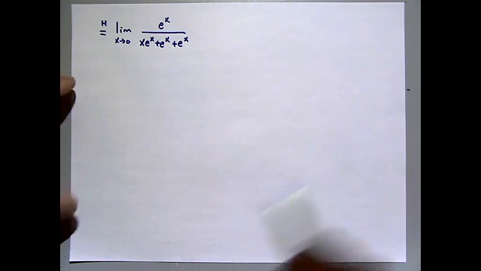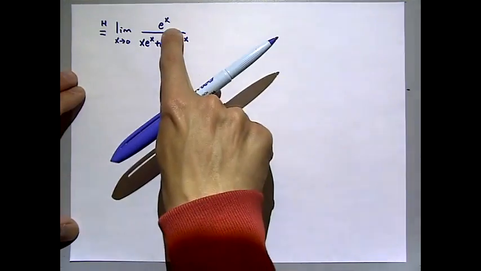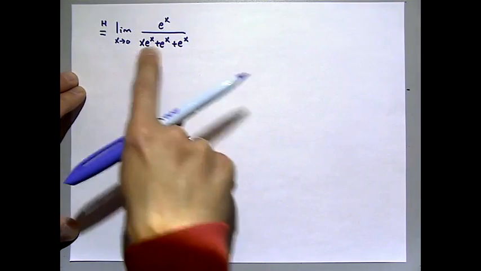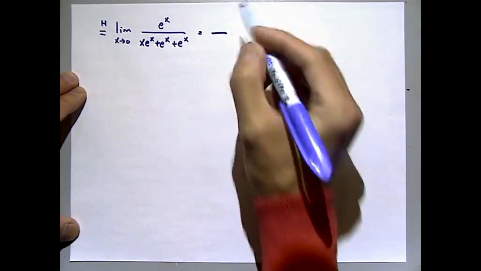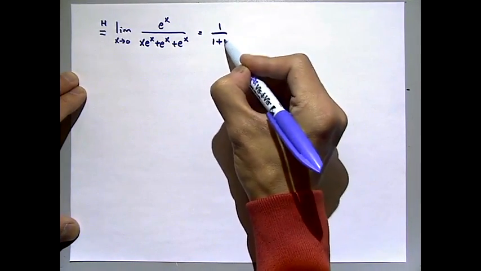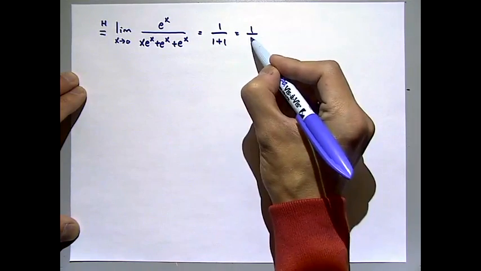Now let's see what happens when x goes to 0. That's a 1. That's a 0. That's a 1. That's a 1. So in the end, we get 1 over 1 plus 1. We get 1 over 2.